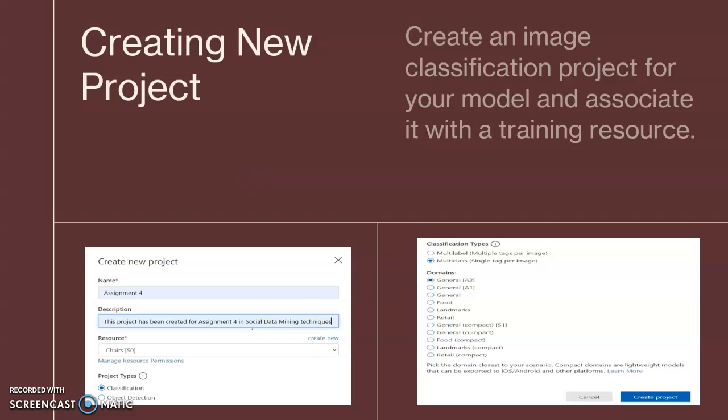Creating a new project. Basically we log in to our Microsoft account. If we have a Microsoft Azure account, we are easily able to open the Custom Vision Service, and therein we create a new project as shown in the screenshot below, wherein I have written the name as assignment 4, and the resource I have used is chairs, the project type is classification, the classification type is multi-label, and the domain is general.